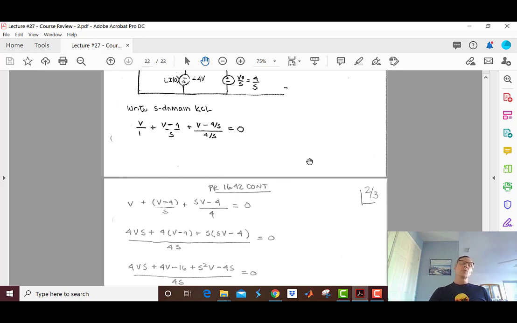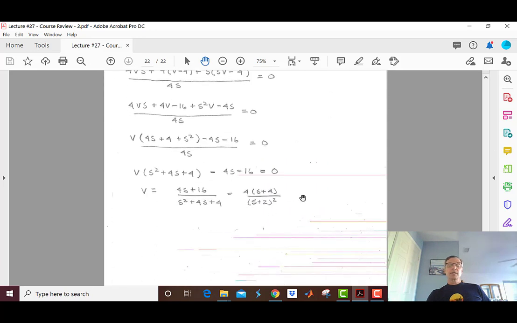Do it any way you want. You could do a couple of things. You could use the final value theorem. Sorry, you get it to here. You could use the final value theorem. You just have to multiply this by s and take the limit as s goes to 0.